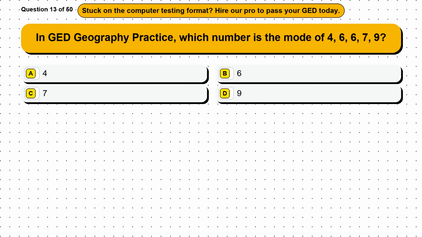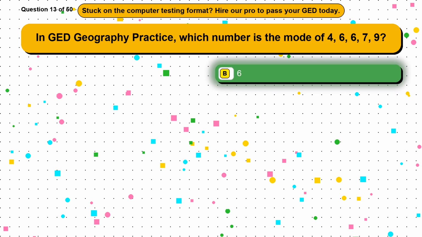Question 13. In GED Geography Practice, which number is the mode of 4, 6, 6, 7, 9? Option A 4. Option B 6. Option C 7. Option D 9. The correct answer is option B.